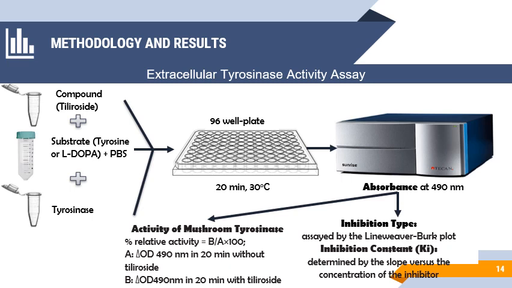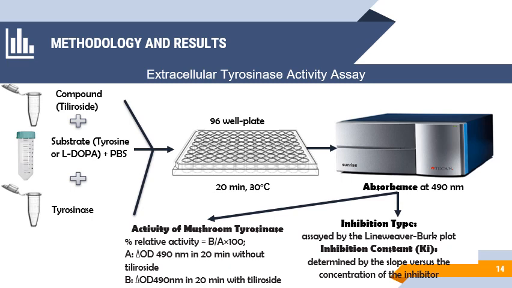And the second method is extracellular tyrosinase activity assay. Compound, which is Tiliroside, substrate, which is tyrosine or L-DOPA, plus PBS, and the tyrosinase were placed in a 96-well plate and incubated for 20 minutes at 30 degrees Celsius. After that, the absorbance was measured at 490 nanometers. From the absorbance result can be found the inhibition type, inhibition constant or Ki, and activity of mushroom tyrosinase. Inhibition type can be assayed by the Lineweaver-Burk plot.